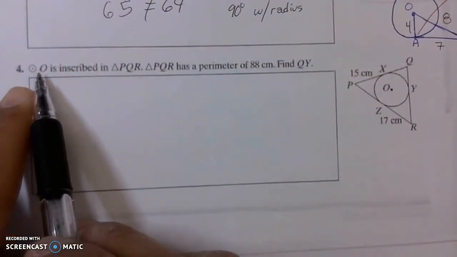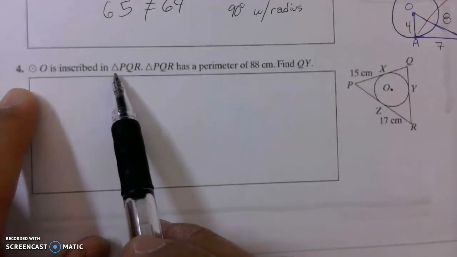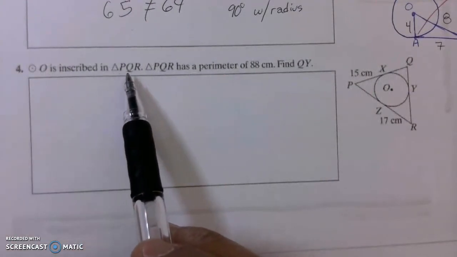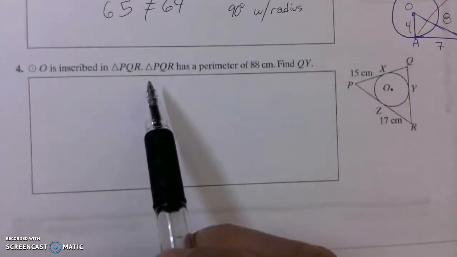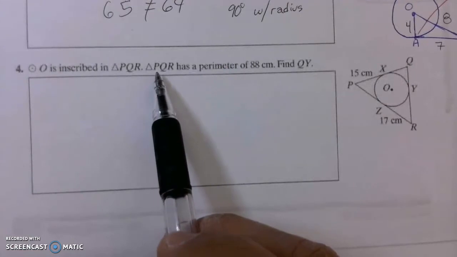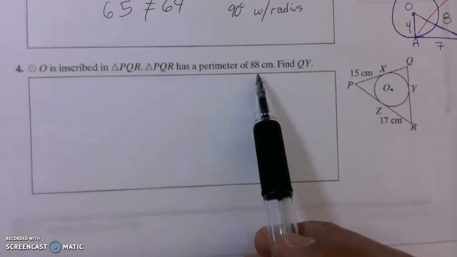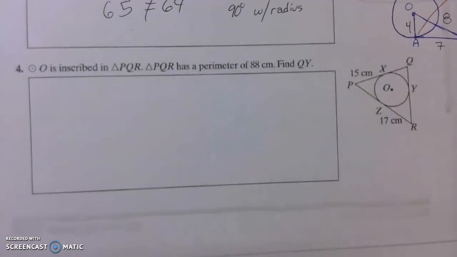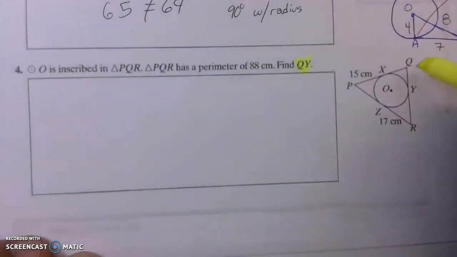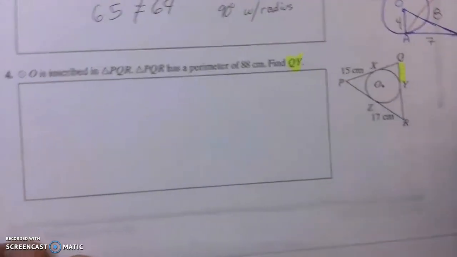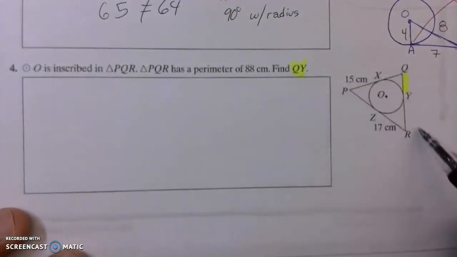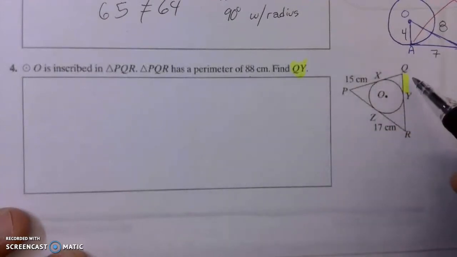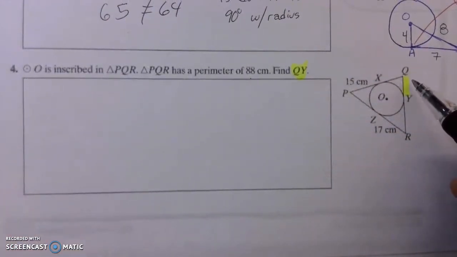All right, let's do number 4 here. Circle O is inscribed in triangle PQR. So the circle is inside the triangle. Okay. Triangle PQR has a perimeter of 88. Figure out where QY is. Where's QY? Here's QY. So we're going to figure out that yellow line there. All right. We know if I add up every part of the triangle, it adds up to 88. We've got to figure out this part here. Well, how are we going to do this?